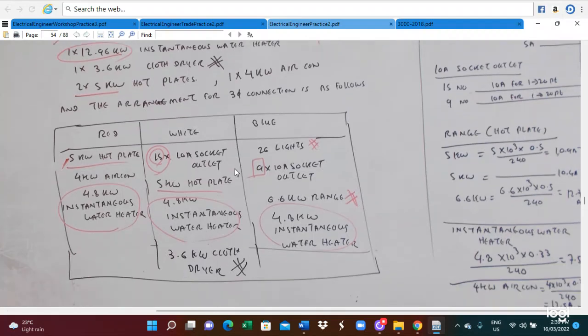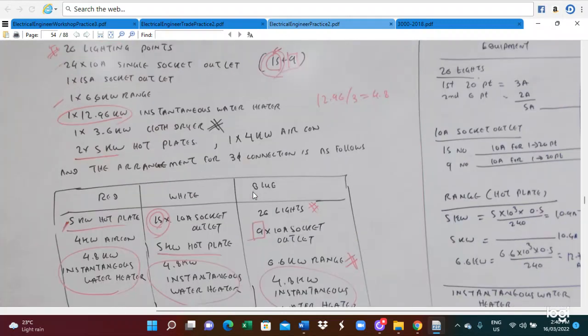The 3 phase has the red, white, and blue phase. Red phase has the 5 kilowatt hot plate; we put here 4 kilowatt air conditioner and 4.8 kilowatt instantaneous water heater. This is for the red phase. White phase includes 15 number of 10 ampere socket outlets, 5 kilowatt hot plate, 4.8 kilowatt instantaneous water heater, and 3.6 kilowatt clothes dryer. Blue phase includes the 26 light points, 9 number of 10 ampere socket outlets, 6.6 kilowatt range, and a 4.8 kilowatt instantaneous water heater. This is for all the load.